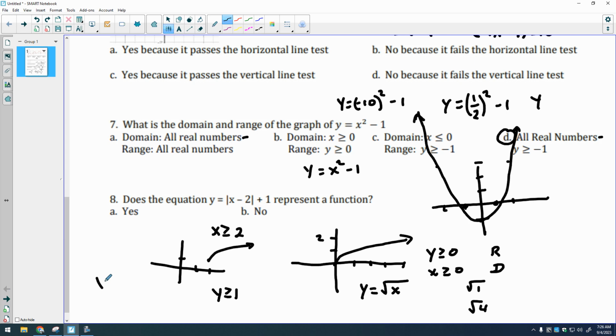That equation, just in case you're wondering, would look like this: the square root of x minus 2, plus 1. Okay, I hope that helped for domain and range. If not, let me know and I'll try again.